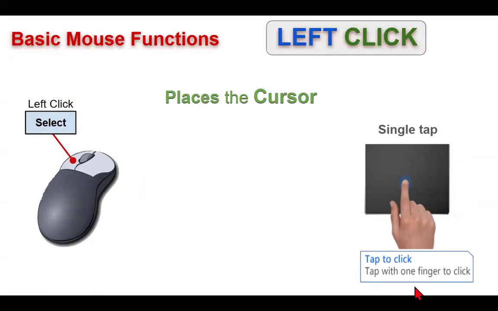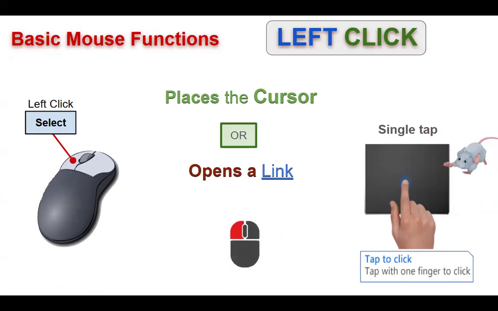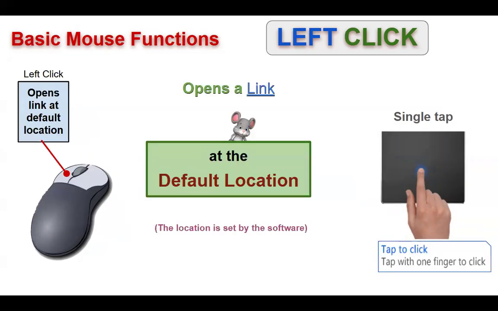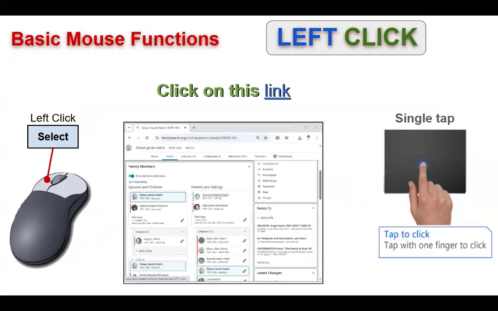On the mouse, when you click the left button, the regular click button, you can either use that to place a cursor or to open a link. On a touchpad, that's a single tap. So to place a cursor, you move the mouse to where you want it and click the left button. On the touchpad, you just tap the pad to place the cursor. To open a link, you put the mouse on the link and click the left button.